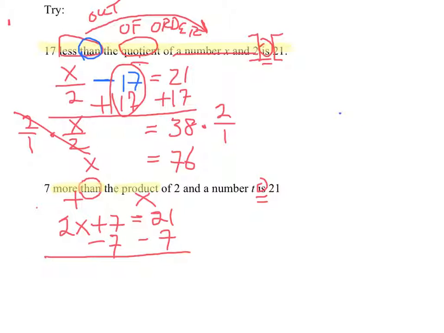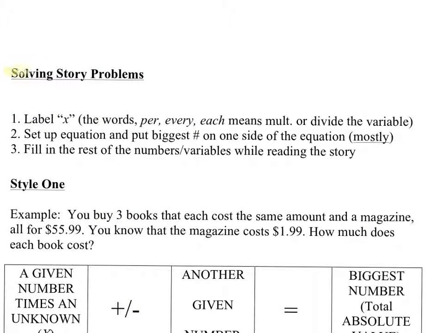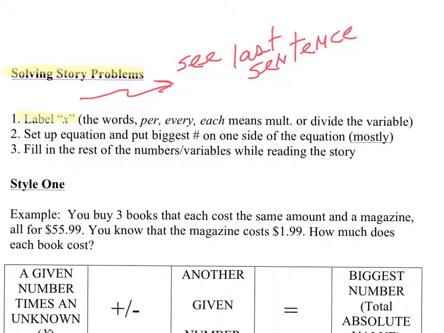We subtract 7 from both sides to make a 0, which gives us 2x equals 14. We divide by 2 on both sides to make a 1, and x will equal 7. Let's apply this wisdom to solving story problems. The first thing I do in a story problem is label the x. More often than not, it is found in the last sentence, as in this story problem.